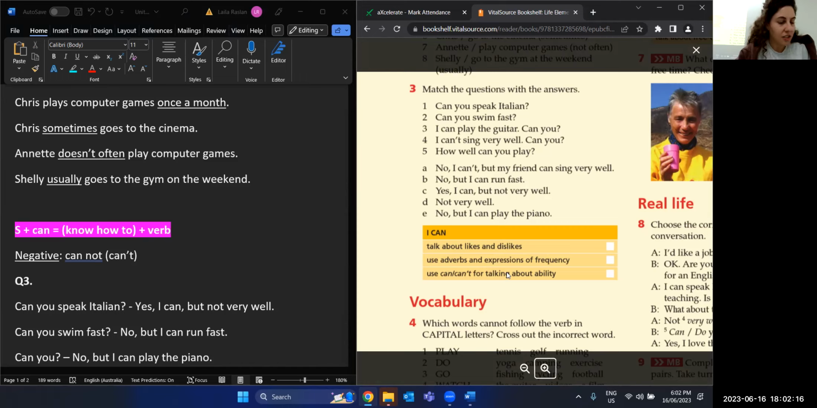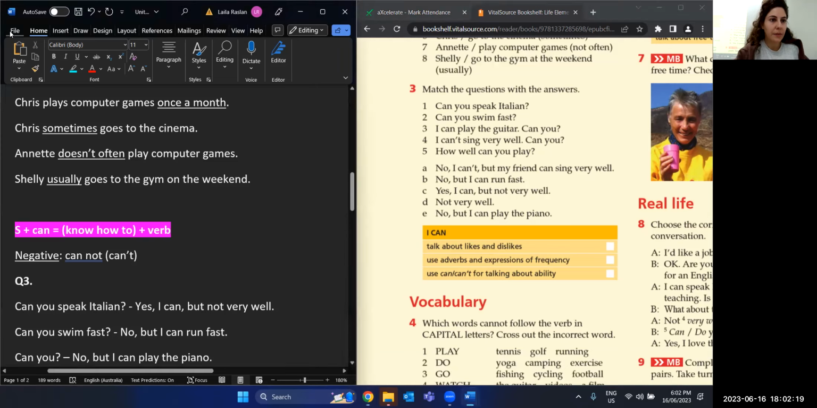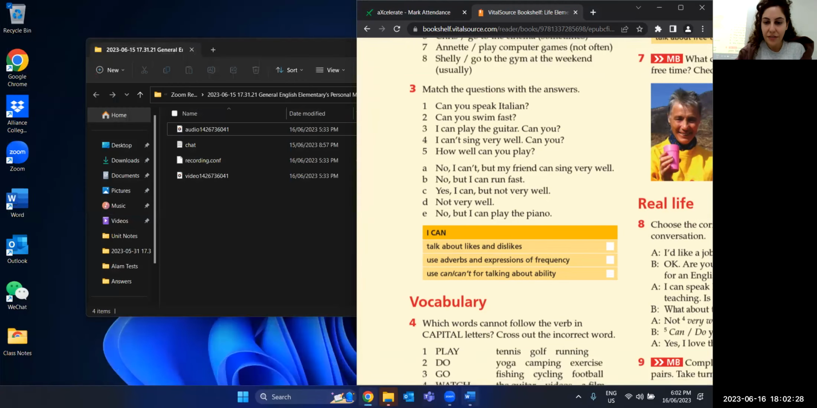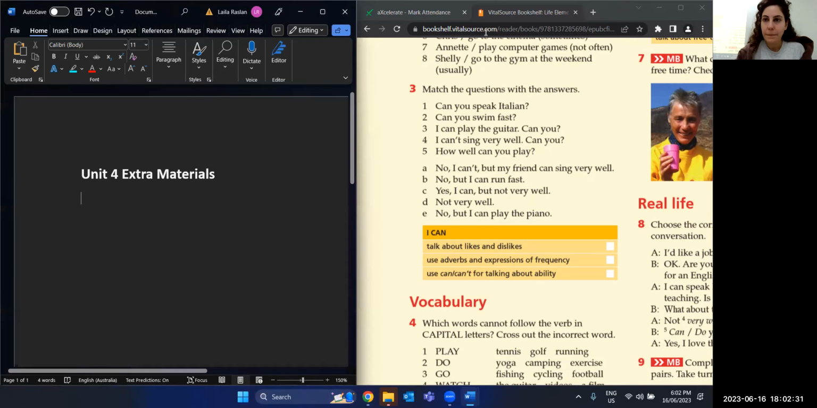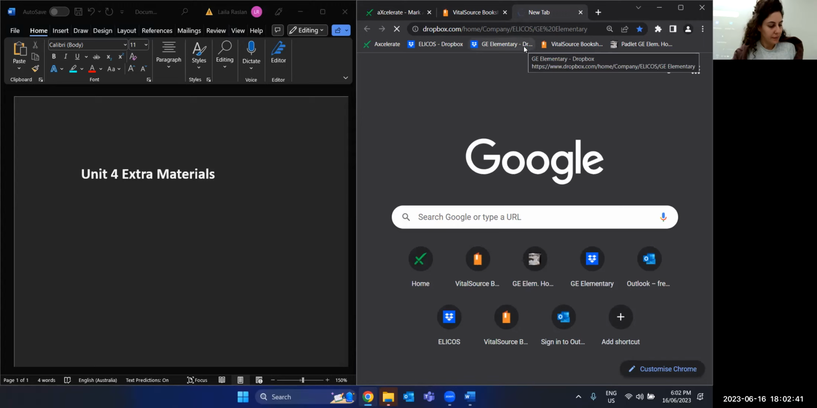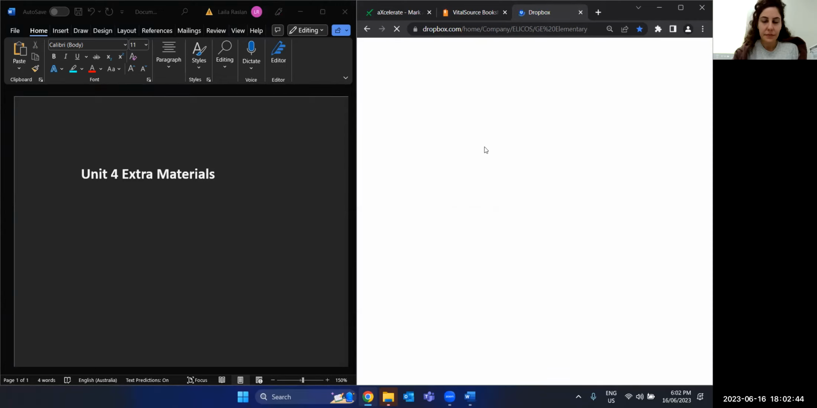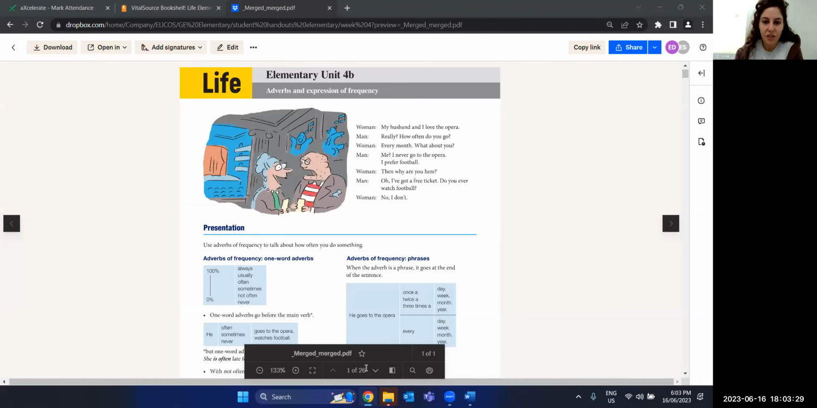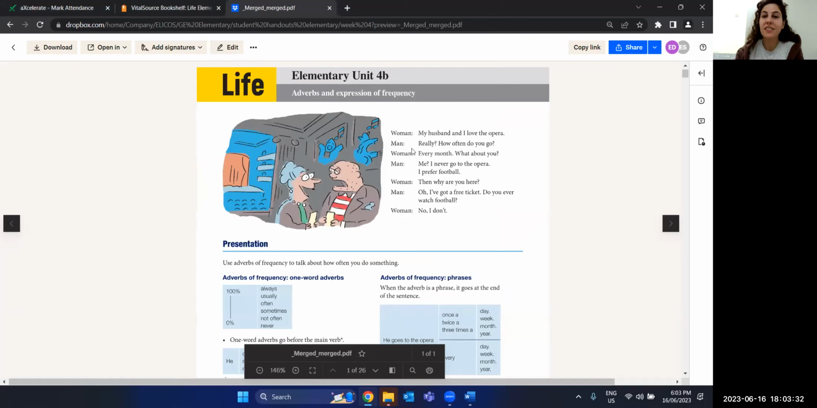Okay, I think let's get into the extra materials because I know we've got a test coming up. I know we didn't finish the review, but let's get into extra materials. Sorry, I didn't open it up. Okay, extra materials. So we have a conversation between a woman and a man. The woman is Letizia and the man is Conrado.